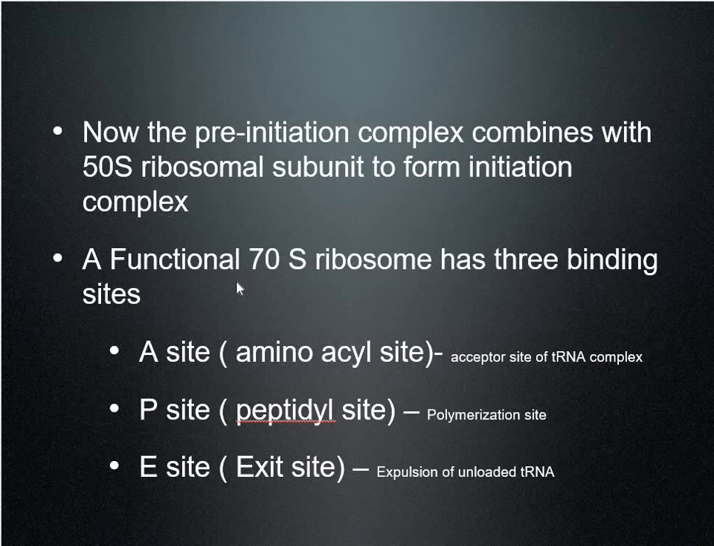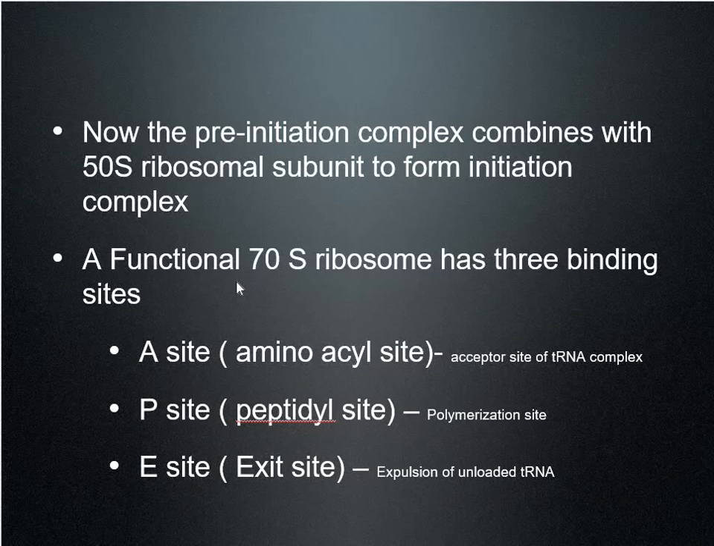The third one is called the E site. Once tRNA brings an amino acid, and after peptide formation, after giving the amino acid to the ribosome, the tRNA will go away. The unloaded tRNA is released through the E site, or exit site. So the A site is for amino acid acceptance, the P site for peptide bond formation, and the E site for exit.